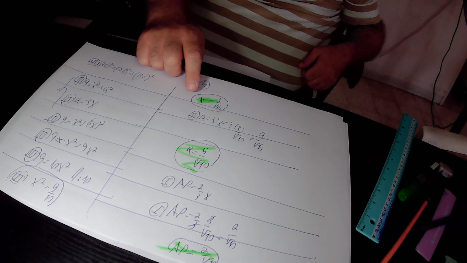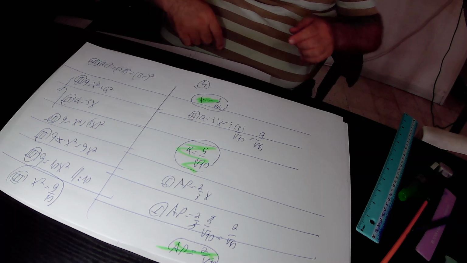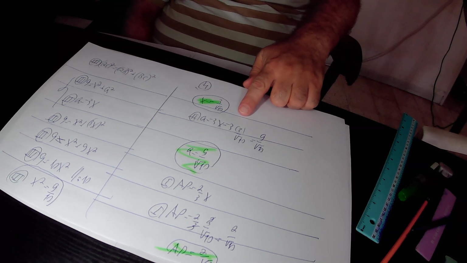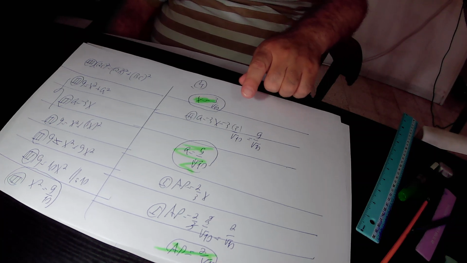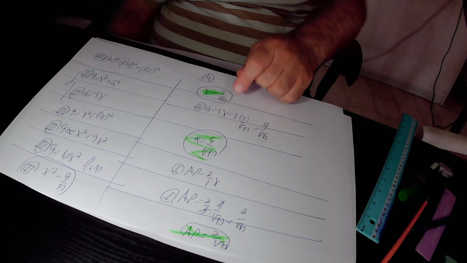According to equation 2, a equals 3x, so a equals 3, and x is 3 over the square root of 10. So in total, a equals 3 times 3, that is 9, over the square root of 10 units in its length. Again, a equals 9 over the square root of 10 units in its length.